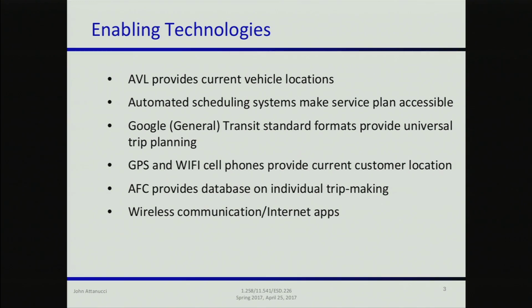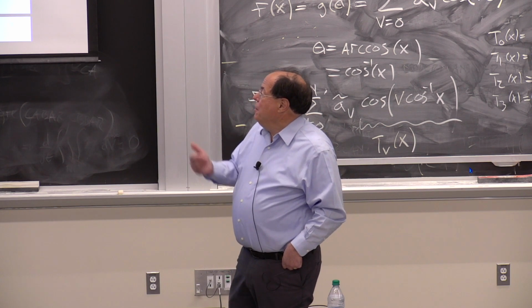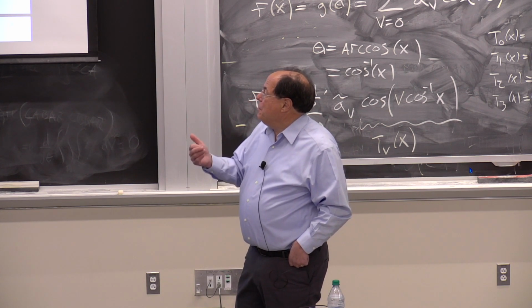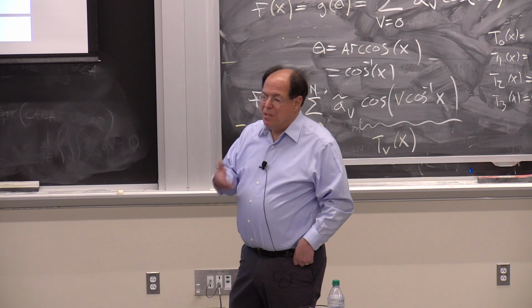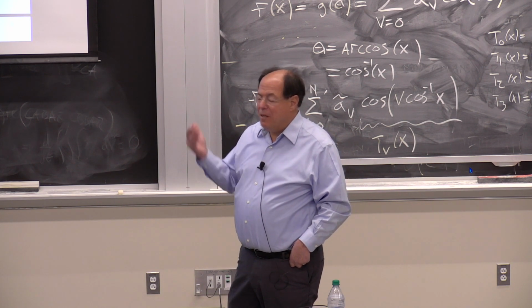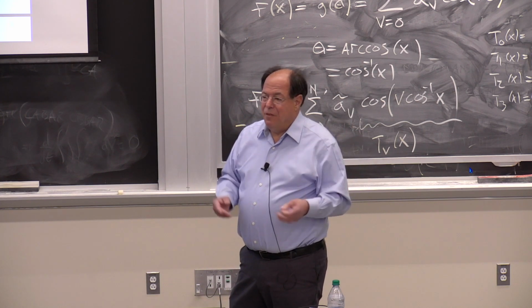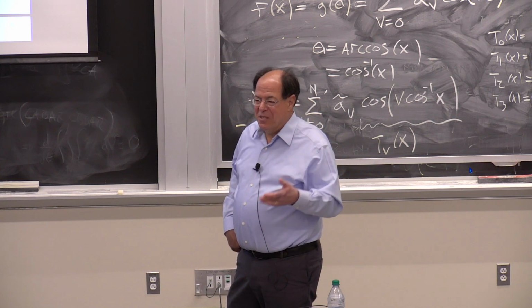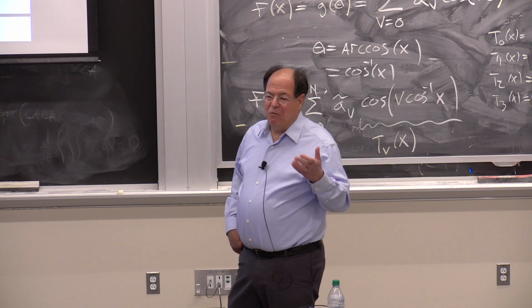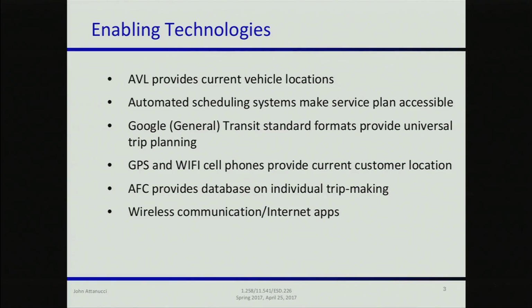GPS and Wi-Fi cell phones. GPS is used on the vehicles generally, sometimes in the cell phones, but essentially provides your location. And this is where the customer-specific stuff has gotten better because that technology has allowed it. If you didn't have a phone that told everybody where you were, you wouldn't be able to get information as good as you do now.